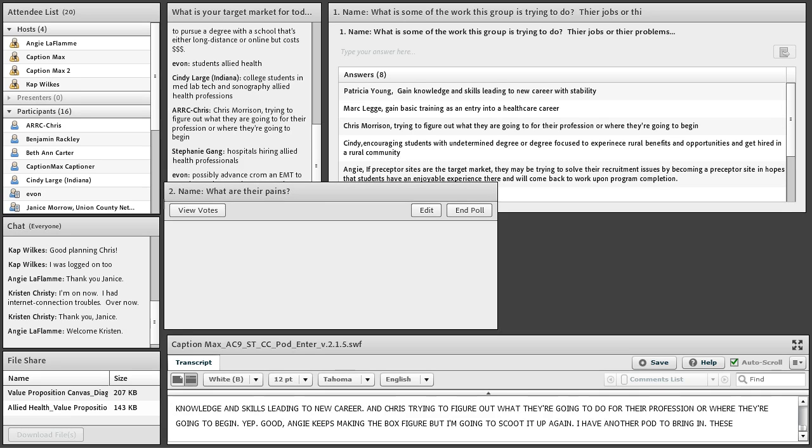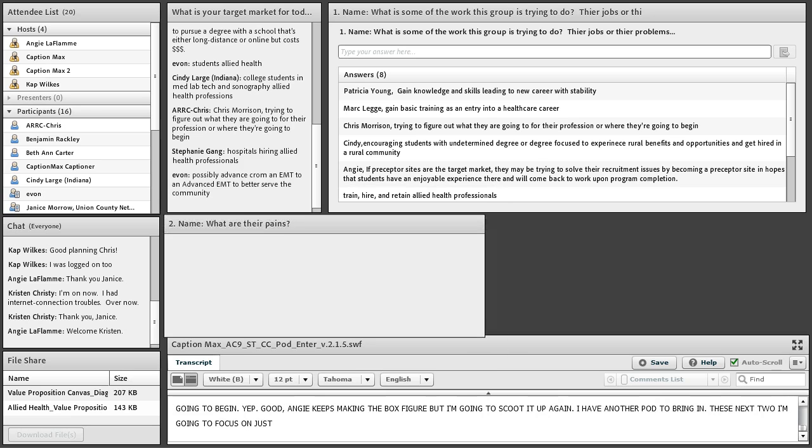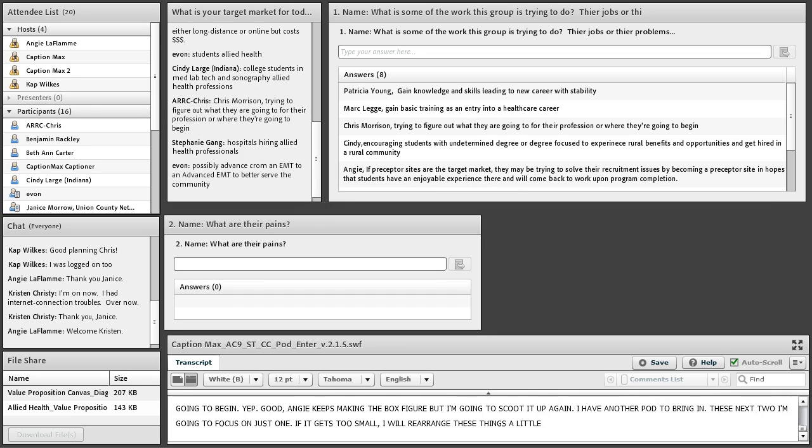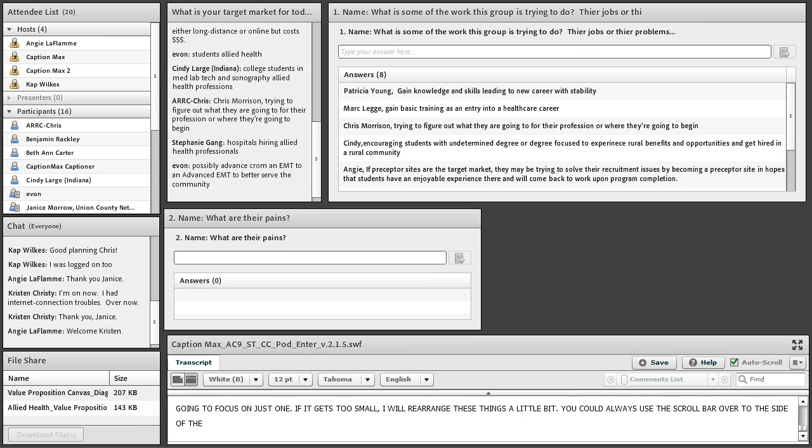Good. Well, Angie keeps making that box bigger, but I'm going to scoot it back up again. And I have another pod to bring in. So these next two, I'm going to start us on just one. Let me make it a little smaller. If it gets too small, I'll rearrange these things a little bit. You can always use the scroll bar over to the side of each one of these pods to look at answers that are a little bit lower down.